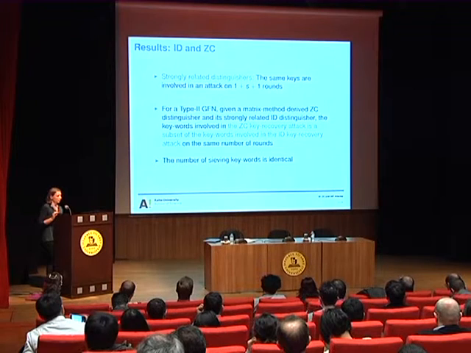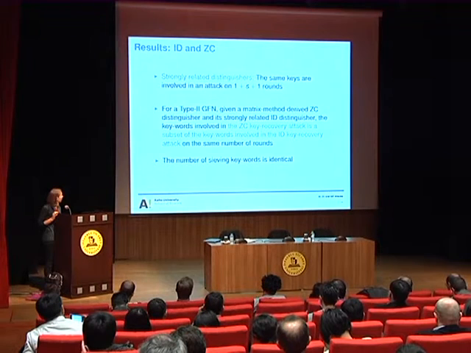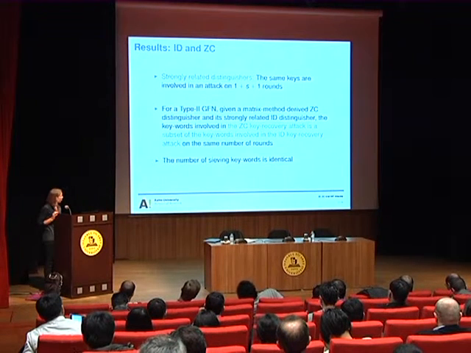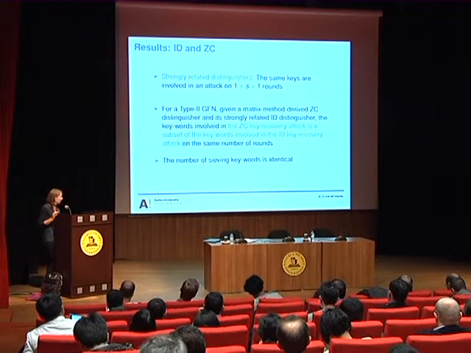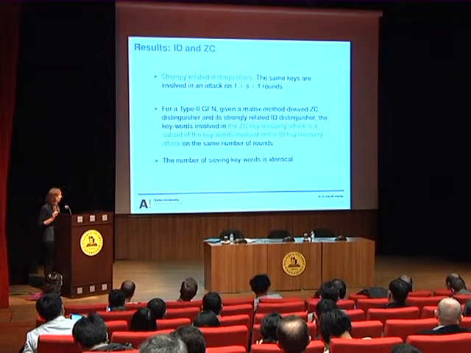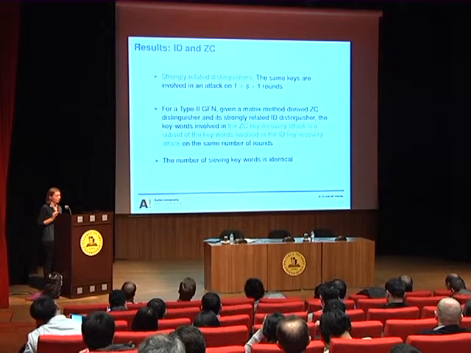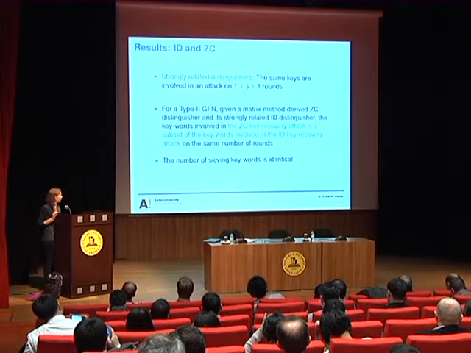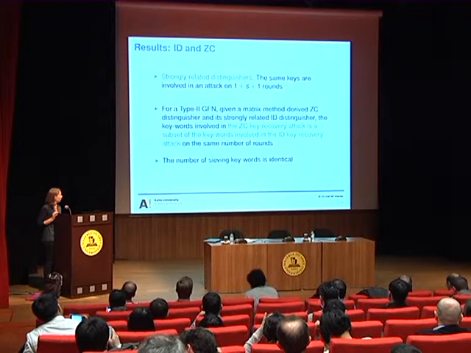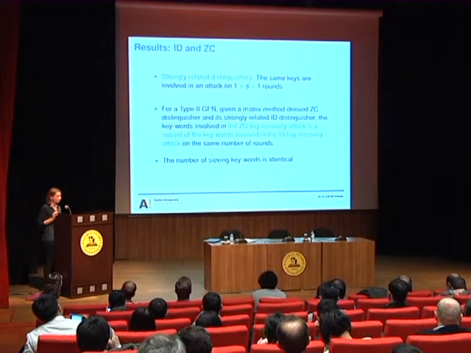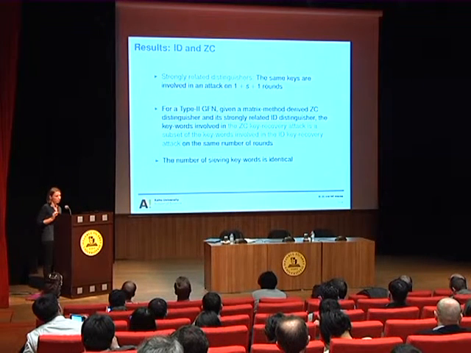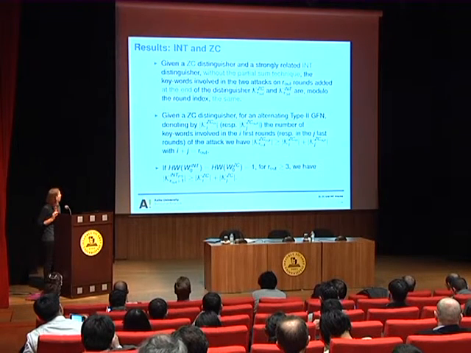So using this matrix representation to analyze the keywords involved in the different attacks, we were able to show that when the distinguishers are strongly related, the keywords involved in the zero correlation attacks correspond to a subset of the keywords involved in the impossible differential attack. But we notice that the number of sieving keywords is the same, and only the number of guess keywords changes.